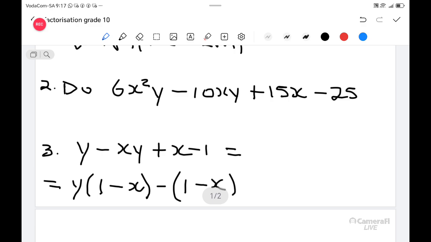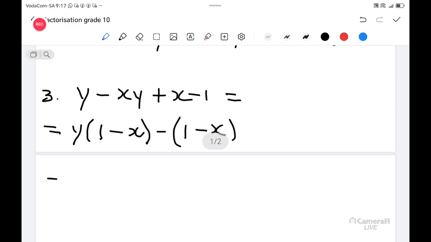And then we can go further and say, okay, now we are left with what? How many terms? 1, 2 terms. Oh, in these 2 terms, what is it that is common? It is 1 minus x. You take out 1 minus x. And then what is it that we are left with here? It is y. Then you will write y. And then if we take out this expression, it means you are left with 1, which means it's going to be -1.